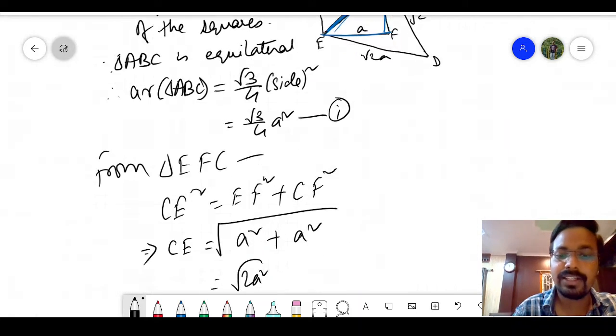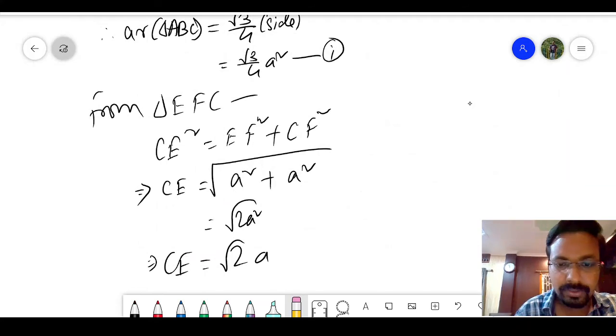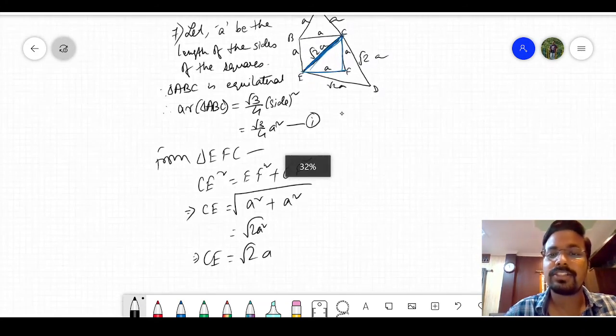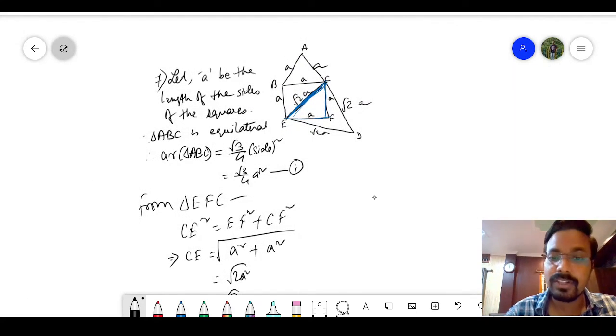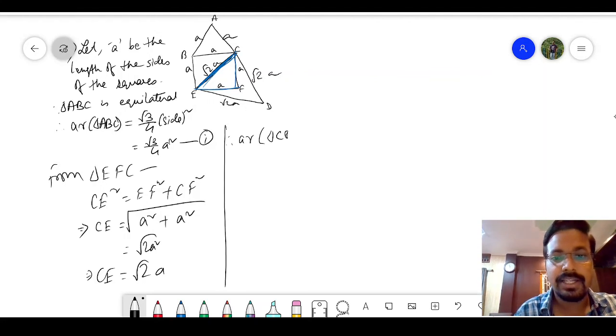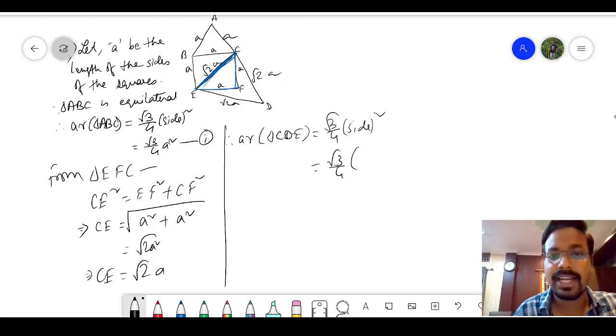Now that we know the three sides of the equilateral triangle, we can find the area of the triangle. What will be the area of the triangle? Therefore area of triangle CDE is equal to root 3 by 4 into side squared. In this case, what is the side? The side is root 2 A, whole squared. So it is root 3 by 4 into twice A square. Let's take this as number 2.